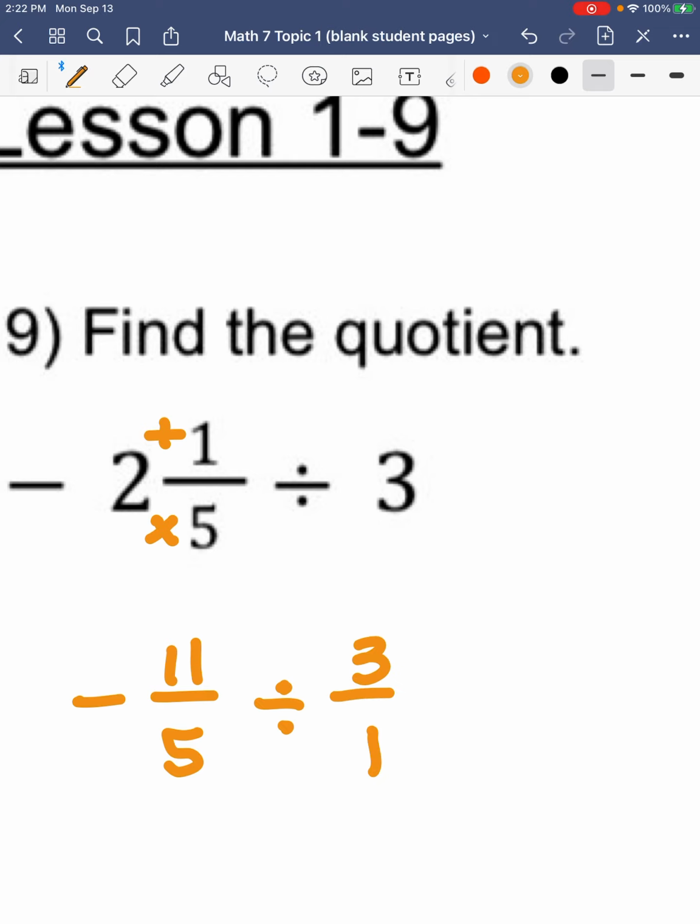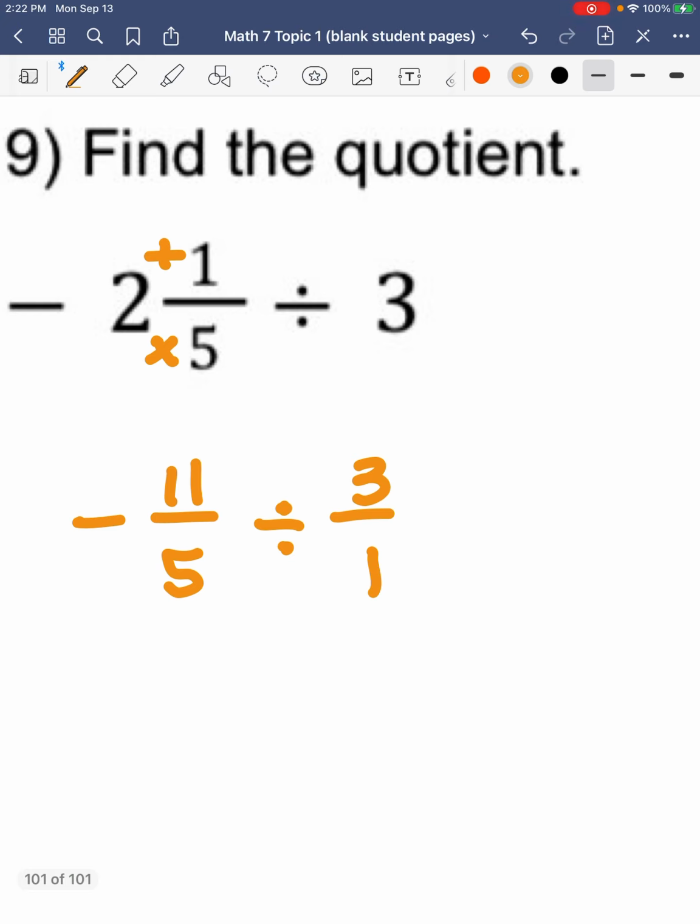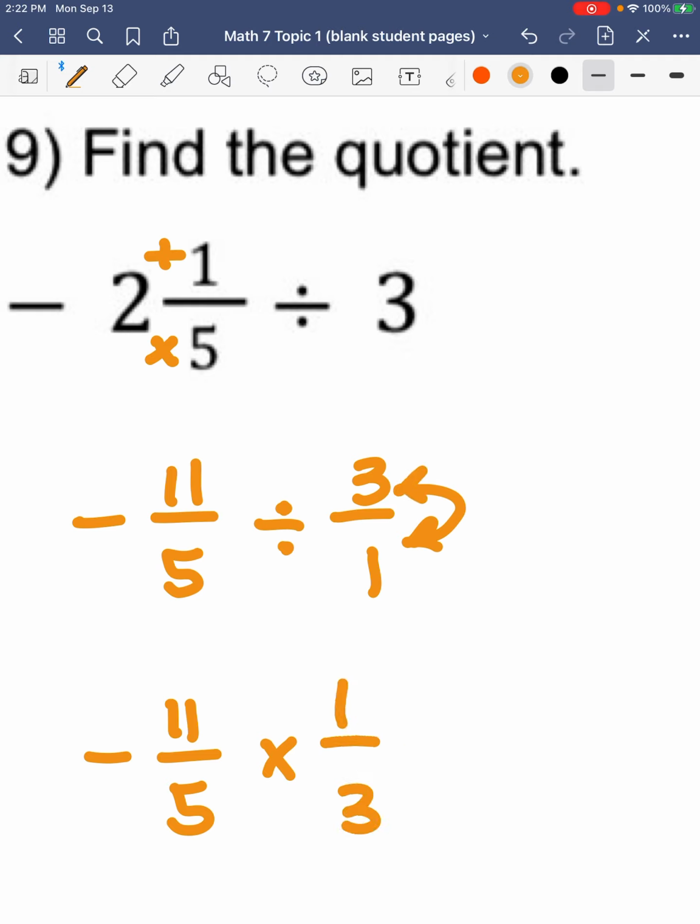So now that they're both in fraction form, I can do keep, change, flip. So I'm going to keep negative 11 over 5. I'm going to change division to multiplication, and I'm going to flip this second fraction here, so it's going to become 1 over 3. Now, before I do any math, what I do notice is that I have one negative fraction and one positive fraction. So what do I know about my answer? My answer has to be negative.